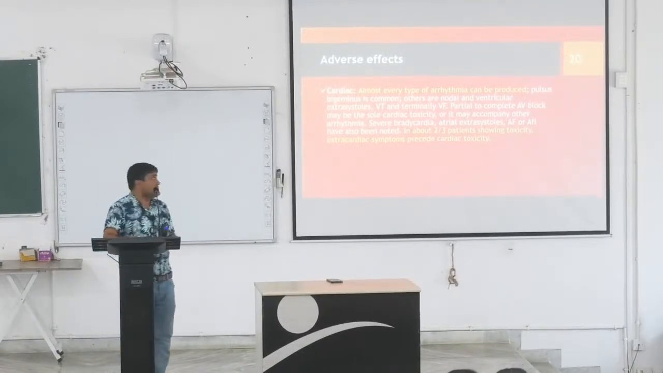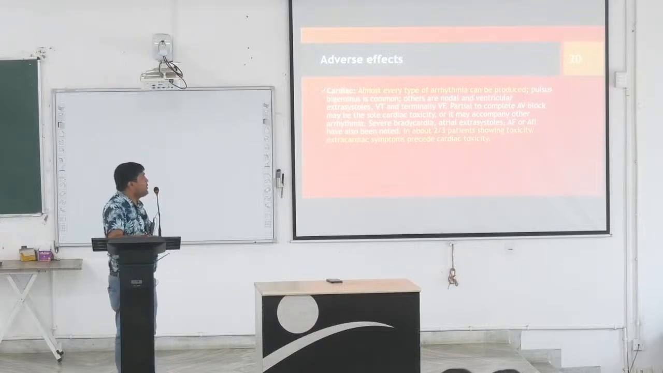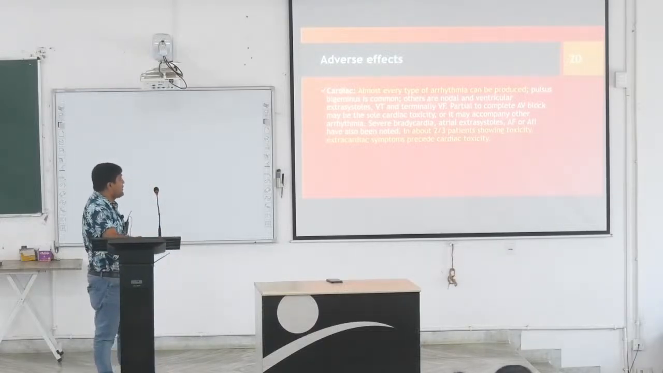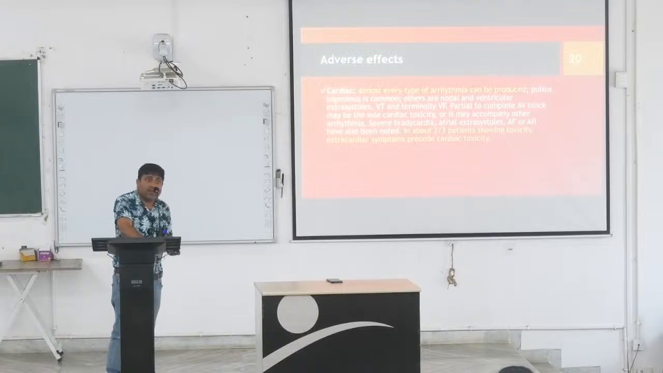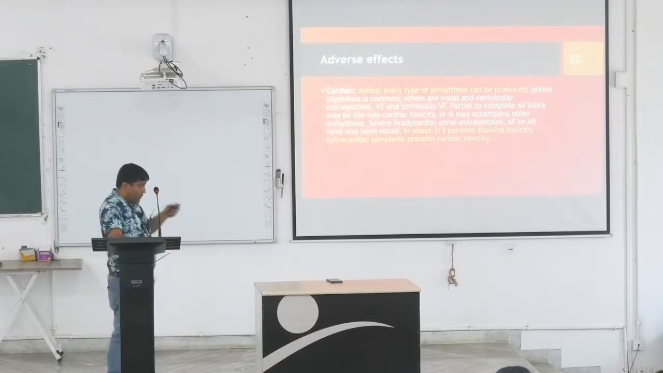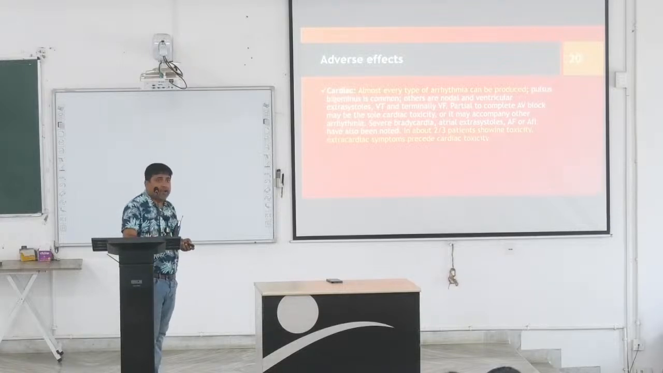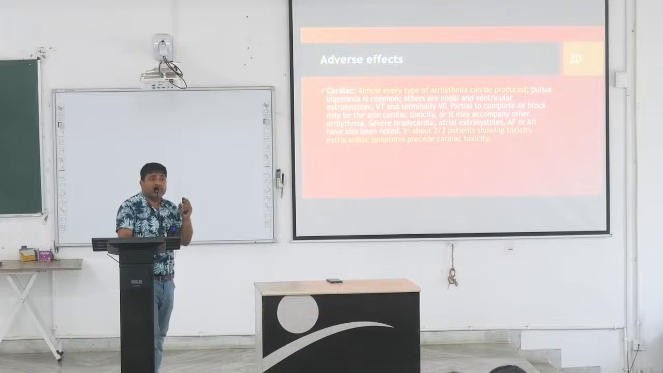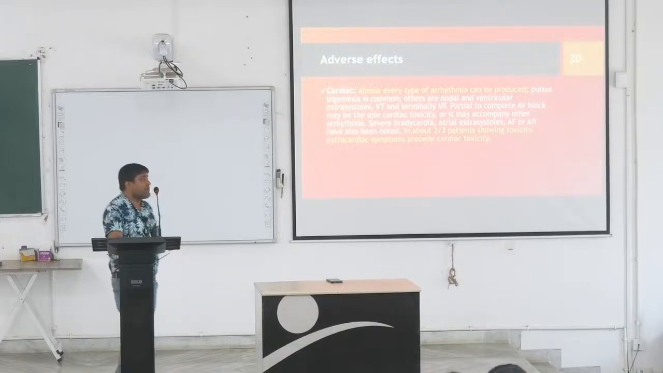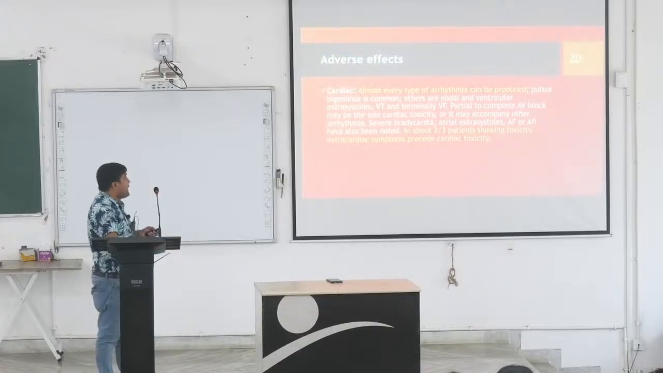Pulsus bigeminus is common. Other than nodal and ventricular tachyarrhythmias or extrasystoles, ventricular tachycardia may occur and may terminally shift to ventricular fibrillation. Partial to complete atrioventricular block may occur, or it may accompany other arrhythmia. Severe bradycardia, atrial extrasystoles, atrial fibrillation, or even atrial flutter may occur.